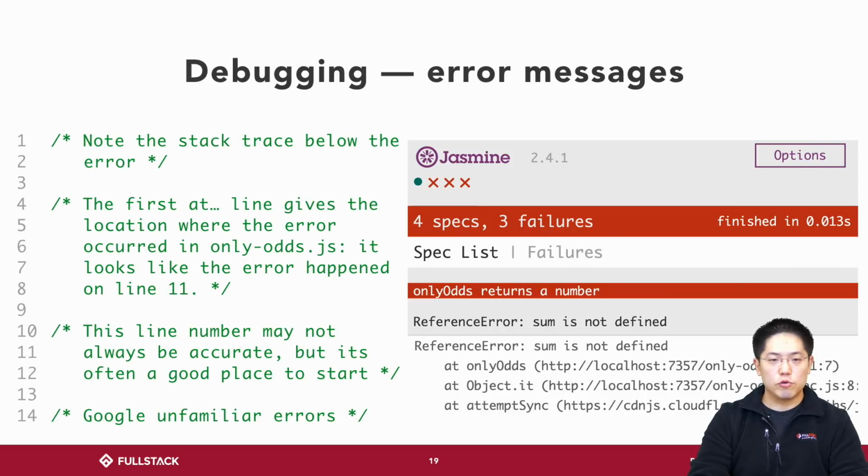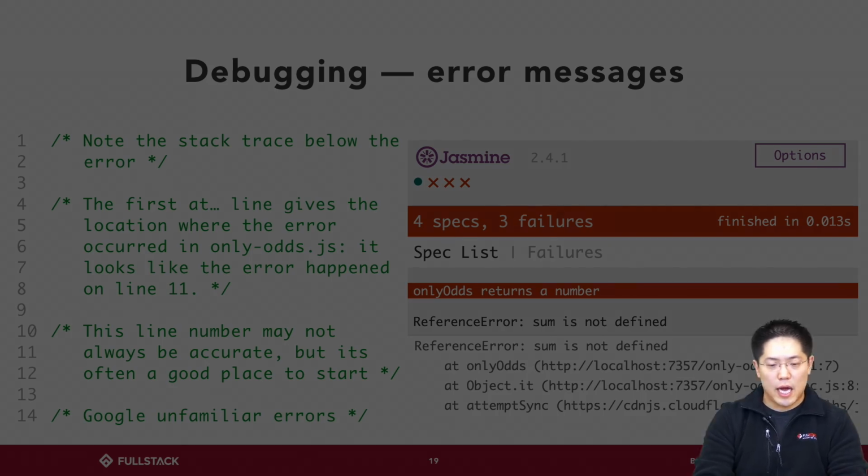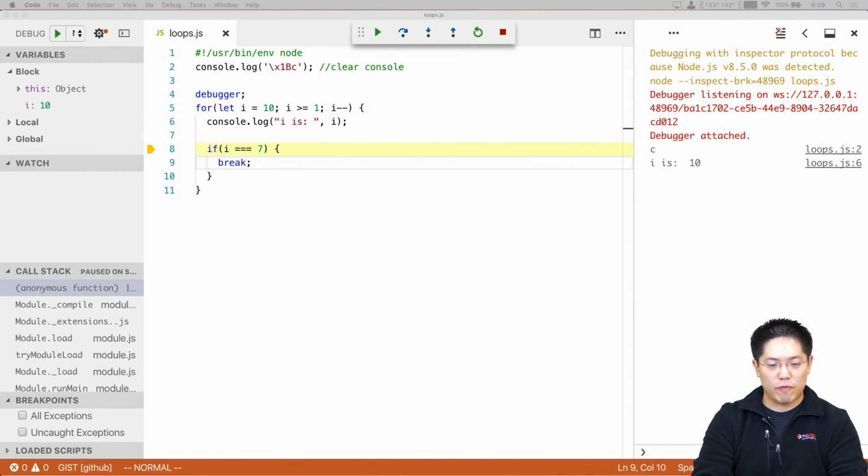And one thing I like to do is just Google unfamiliar errors. So as soon as you see that reference error, if you don't have an idea what a reference error is, I like to just copy that line. So I'll copy reference error, sum is not defined, and I'll paste into Google, and you'll get something that looks like this.